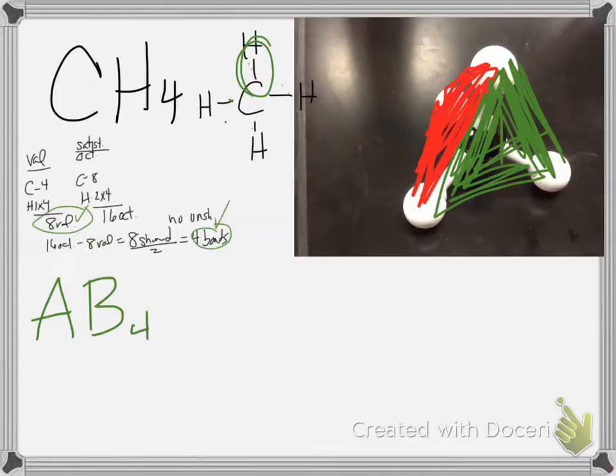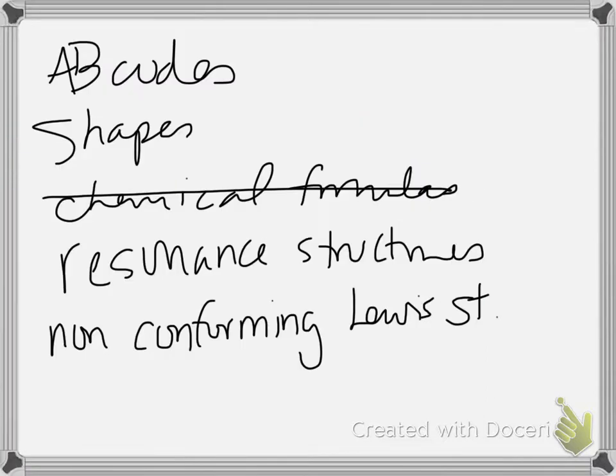Okay, let's go back to our checklist. Things that people had some issues with. Do you feel better about the ABE codes? Yes. Okay. What about shapes? Are there any other shapes you want to see? You want to see trigonal bipyramidal? Let's do a trigonal bipyramidal.